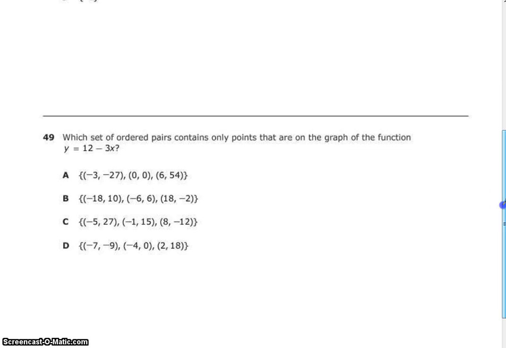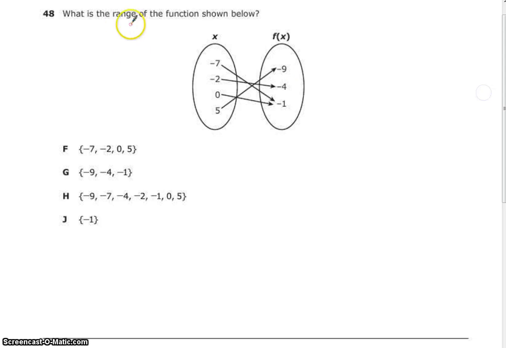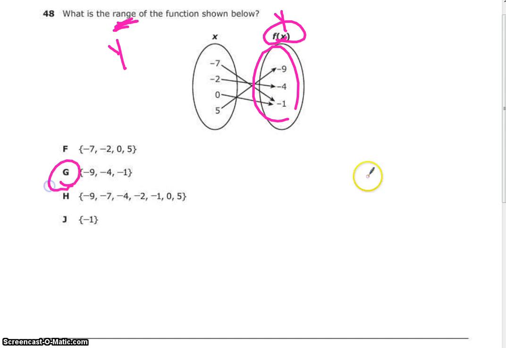Looking at number 48. What is the range? You need to know that range is y. They don't give me a y. You need to know that this is the same thing as y. So my range is going to be -9, -4, and -1, G.